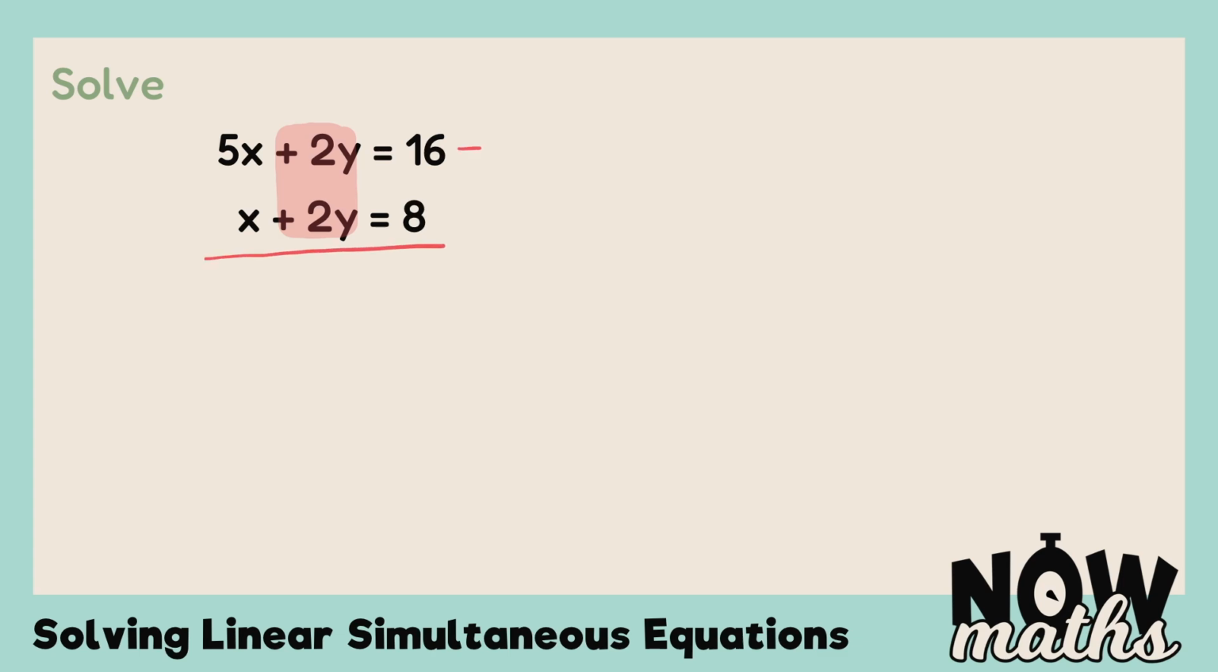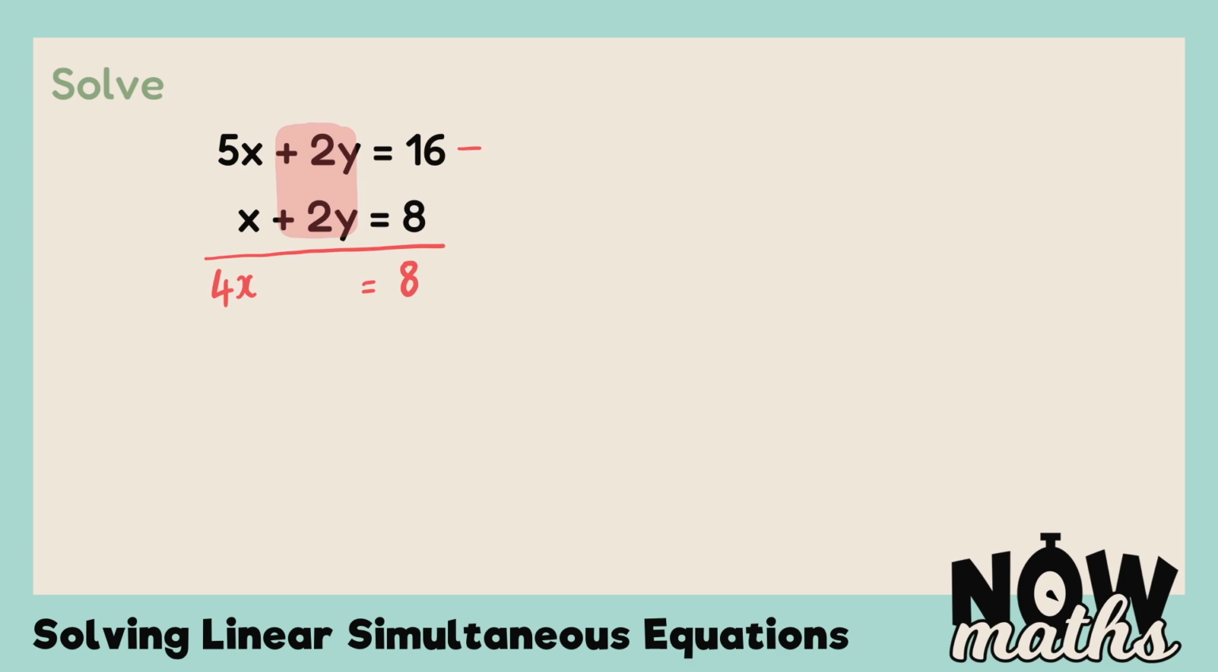And to do that, we're going to subtract each term separately. So we're going to do 5x subtract 1x, which is 4x. Then 2y subtract 2y is 0, which I'm actually not going to write. I'm going to carry the equals sign down, and then 16 subtract 8 is 8. So we're now left with a nice linear equation that we can solve, which is 4x equals 8.